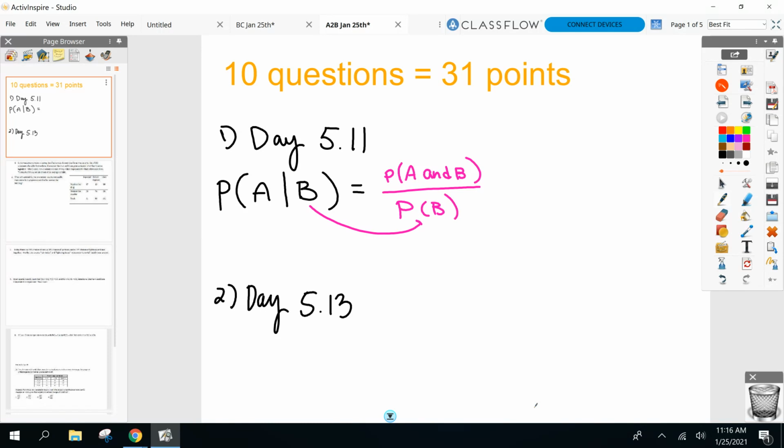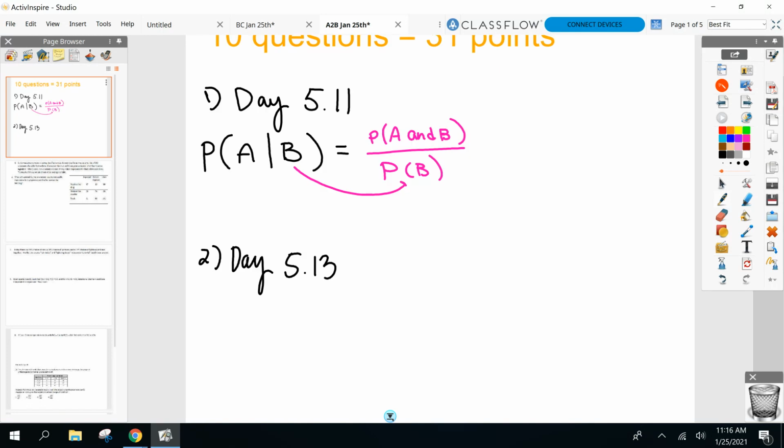You could also have two-way tables to get the answers off of as well. Guys, we are going to go over every single type of example today. And then finally, day 5.13, which is the last 2 days, how to tell if A and B are independent. Event A, event B, are they independent or not? That is when you test. You do the following test.